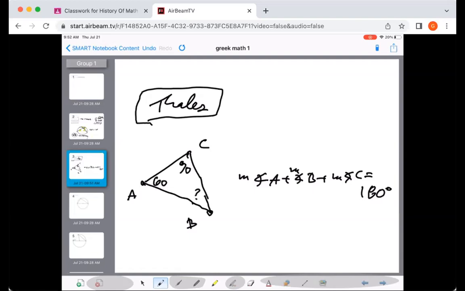You should know that back in those days, they did not have degrees yet as their unit of measuring angles. By Euclid's time, the unit of measurement for angles was the right angle.